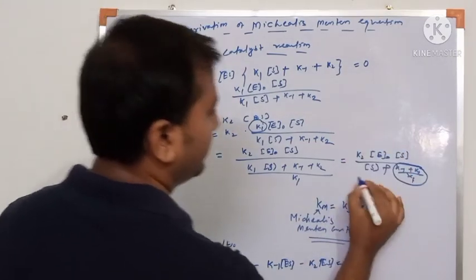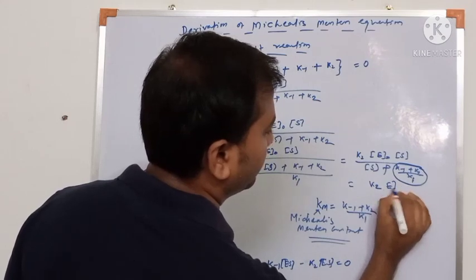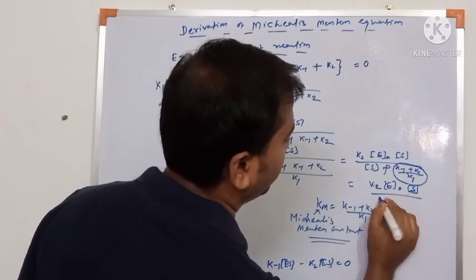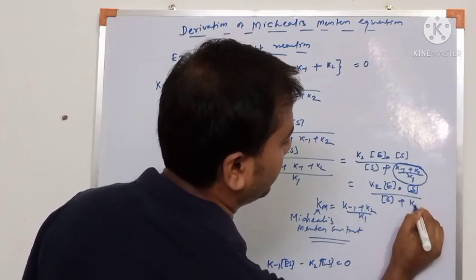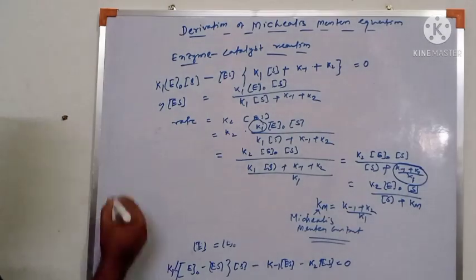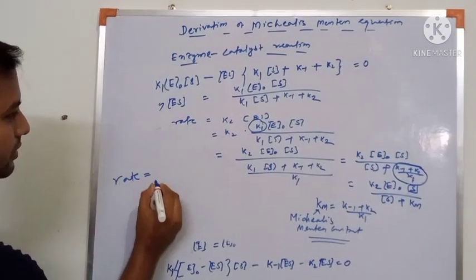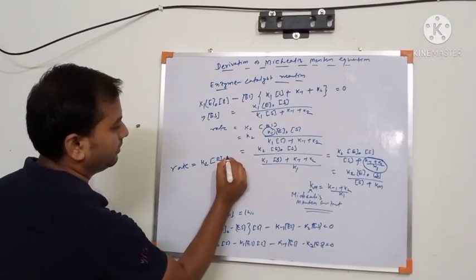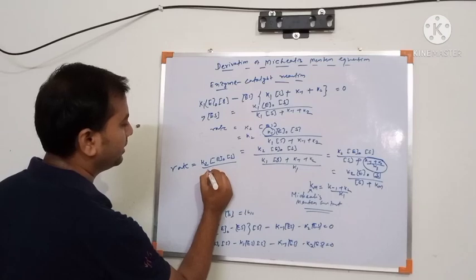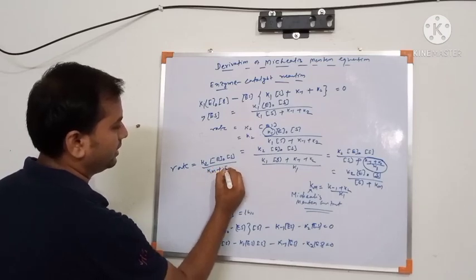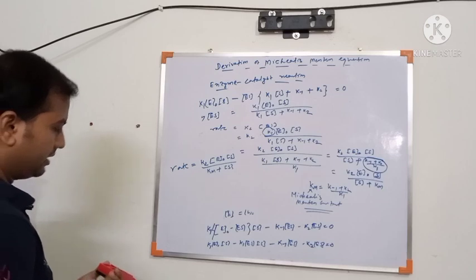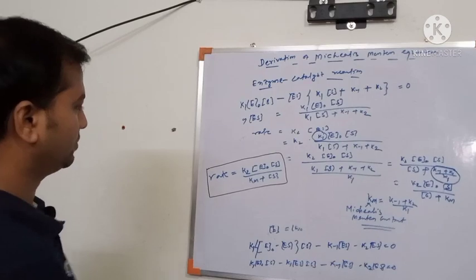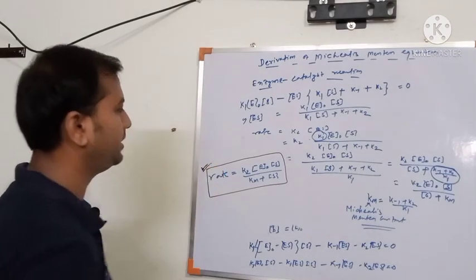So rate equals K2 E naught [S] divided by substrate concentration plus Km. That is, rate equals K2 E naught S by Km plus S. This equation is most important for CSIR NET and GATE, so this is a very important equation.